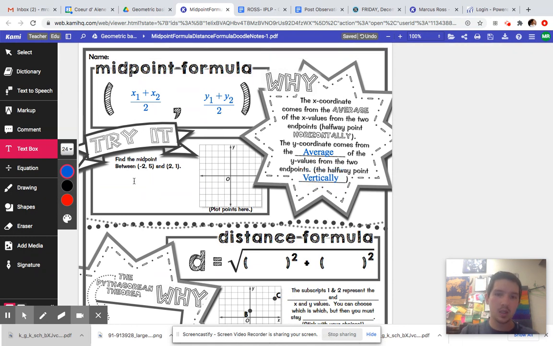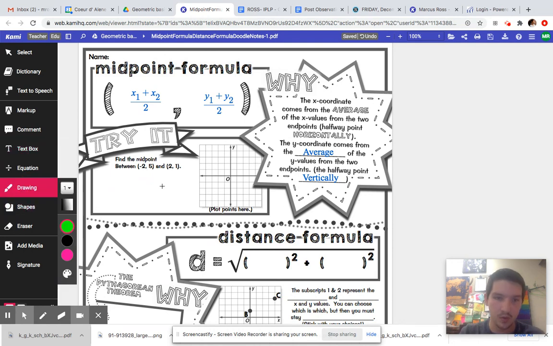And so let's look at this and see what we're trying to do. Find the midpoint between (-2, 5) and (2, 1). If we had points for this, let me draw those points. We would have (2, 1), so we would have a point right here. And then we would also have a point at (-2, 5). So -2, up 5 is about right here.